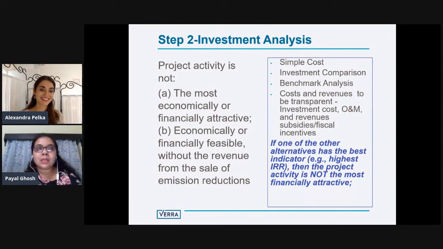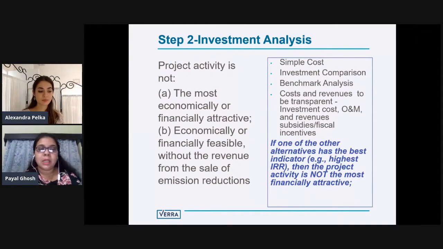Simple cost analysis would be used when there are no other revenues except from the sale of the emission reductions. One example that comes to my mind is cook stove projects. For example, if there are cook stove projects distributing cook stoves free of cost to the population so that they are displacing the traditional three stones using non-renewable biomass with more sophisticated, energy efficient improved cook stoves.